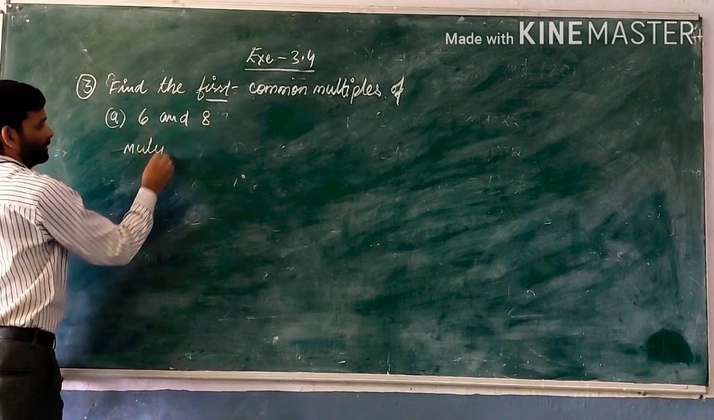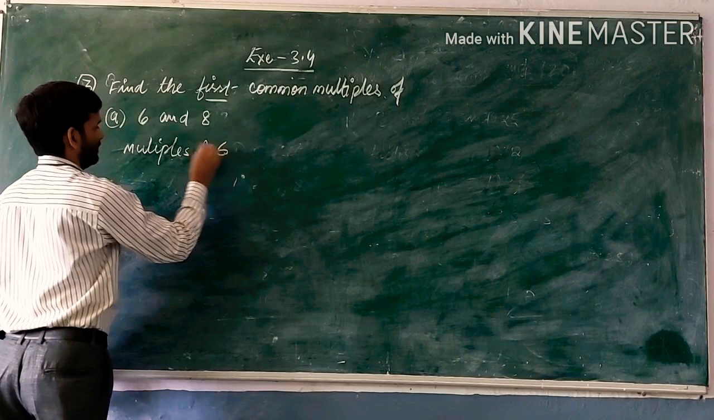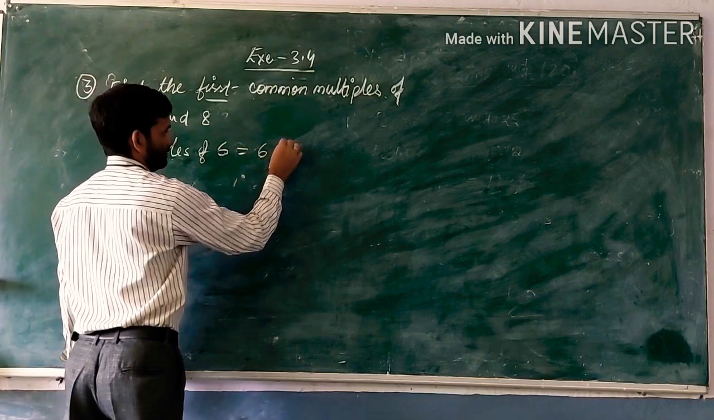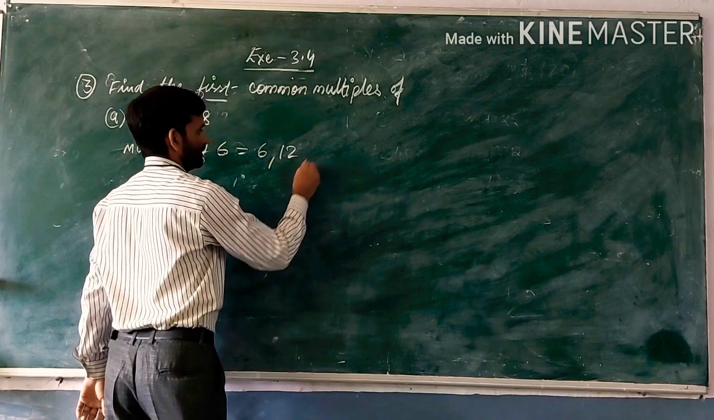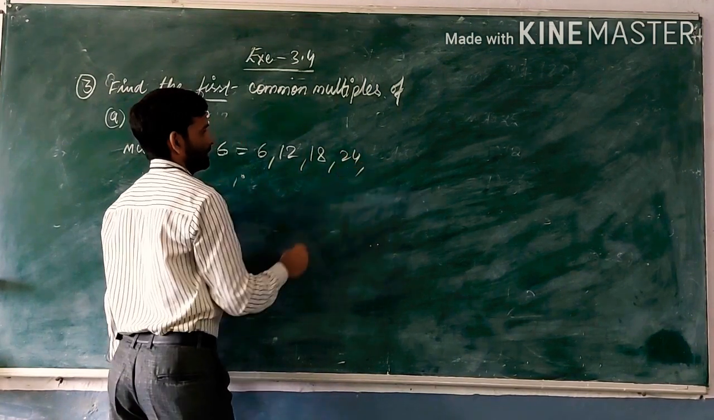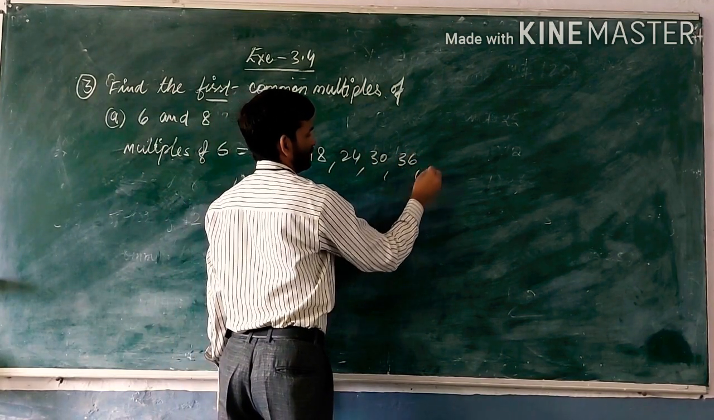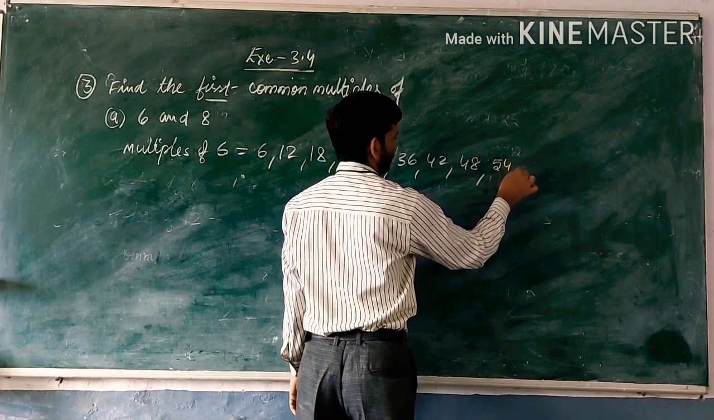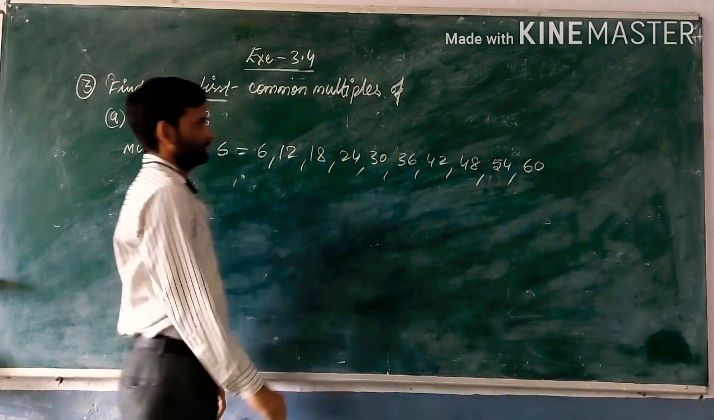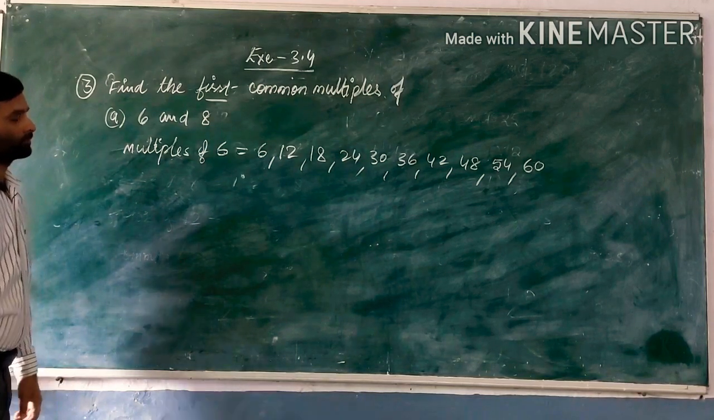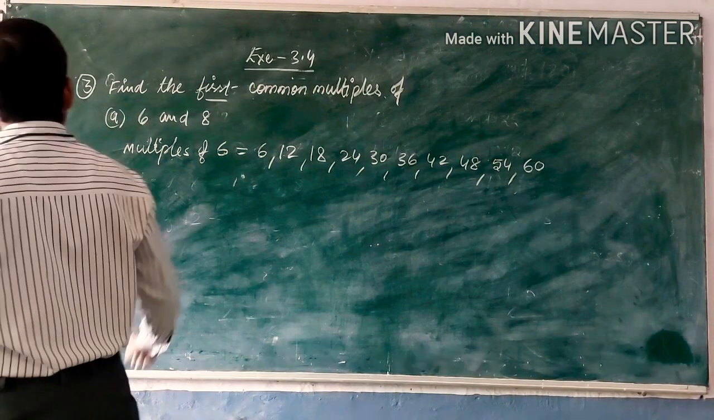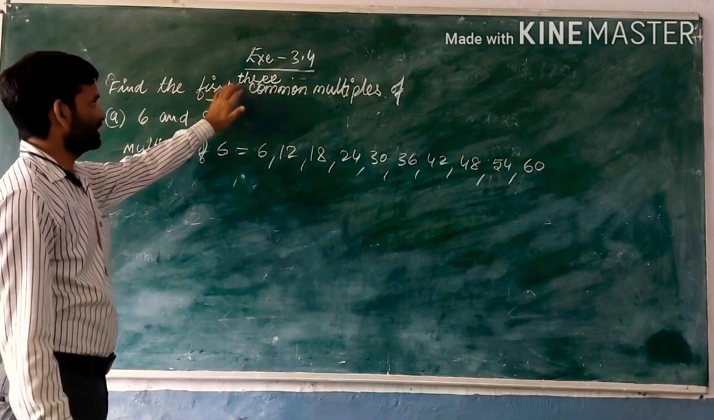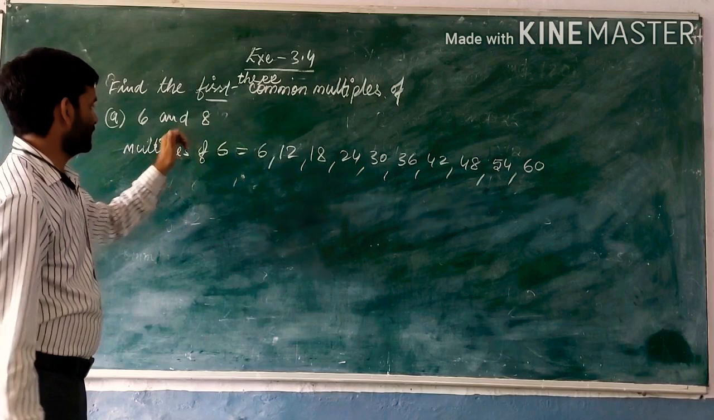Now write down the multiples of 6. Multiples of 6 are 6, 6 twos are 12, 6 threes are 18, now 24, 30, 36, 42, 48, 54 and 60. Okay, the question asks only for the first 3 common multiples. Find the first 3 common multiples. First you write the multiples of 6 and second the multiples of 8.